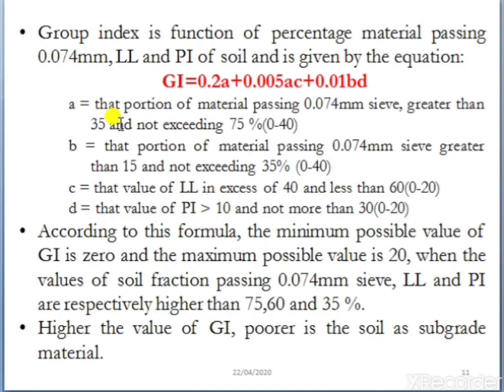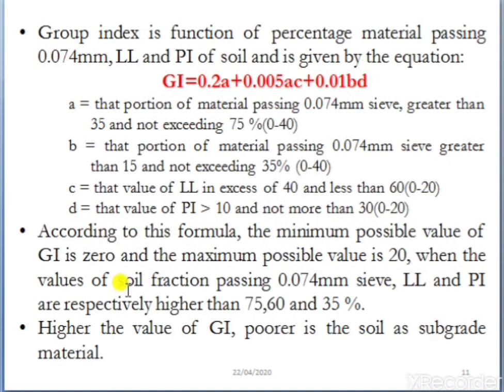So the fine soil, when it is sieved through 0.074 mm sieve, the percentage of passage is more than 15% and not exceeding 35%. It is denoted by P. And C is the value of liquid limit in excess of 40% and not more than 60. D is the value of plastic index greater than 10 and not more than 30. So using this equation we can determine the group index of a soil.